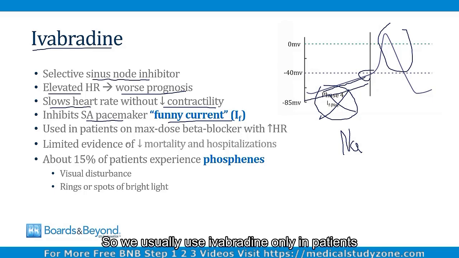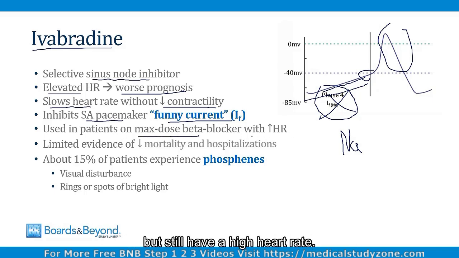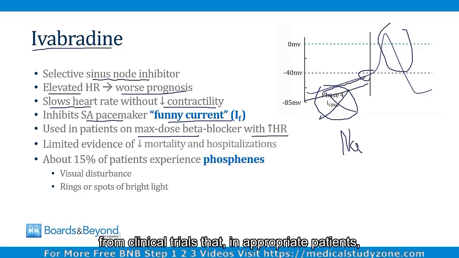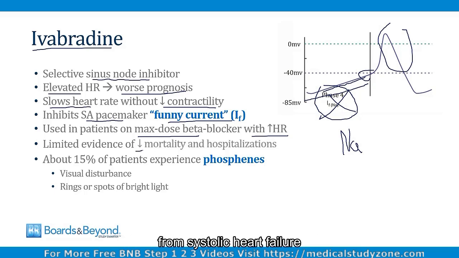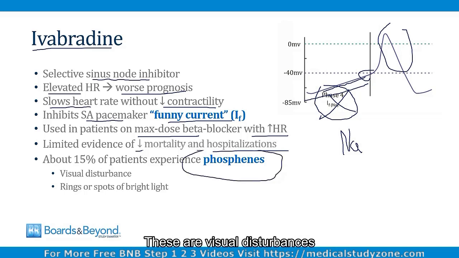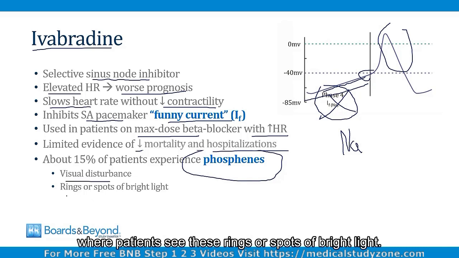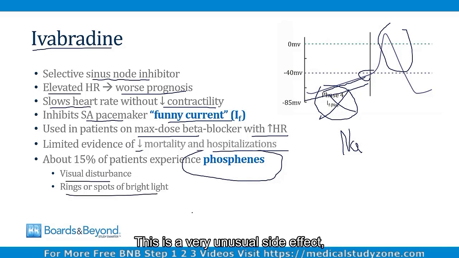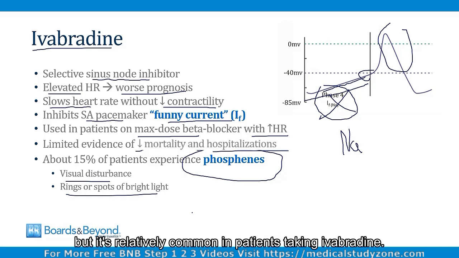So we usually use ivabradine only in patients who are maxed out on their beta blocker but still have a high heart rate. There is some limited evidence from clinical trials that in appropriate patients, ivabradine can reduce the mortality from systolic heart failure and also reduce the hospitalization rate. The side effects are usually related to too much slowing of the heart rate, so patients can develop bradycardia and hypotension and syncope. But there's one special side effect you should know. About 15% of patients on ivabradine experience what are called phosphenes. These are visual disturbances where patients see these rings or spots of bright light. This is a very unusual side effect, but it's relatively common in patients taking ivabradine.